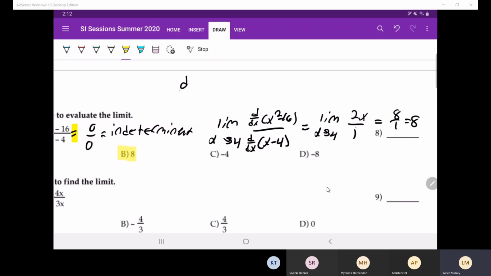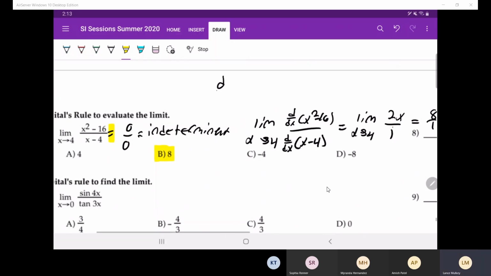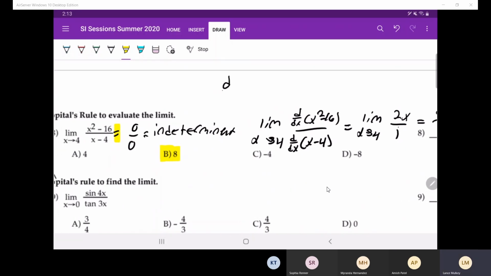Any questions on that one? That one was fairly simple. You take the derivative of the top and the derivative of the bottom, and you just keep going. And if it's still indeterminate by the time you're done, you keep taking the derivative over and over and over again until it works. Eventually, you'll get down to a constant number.